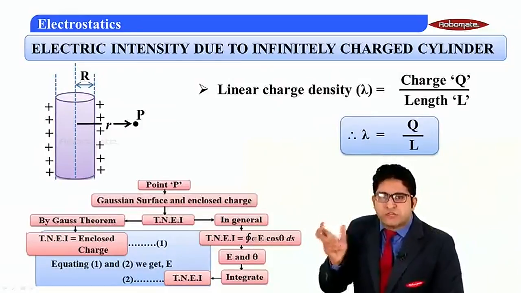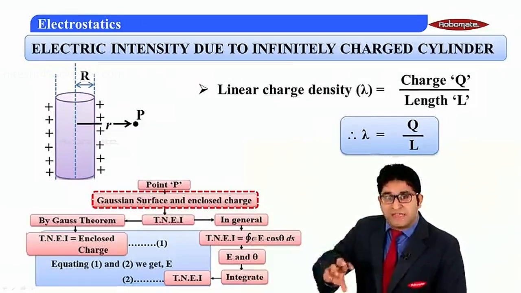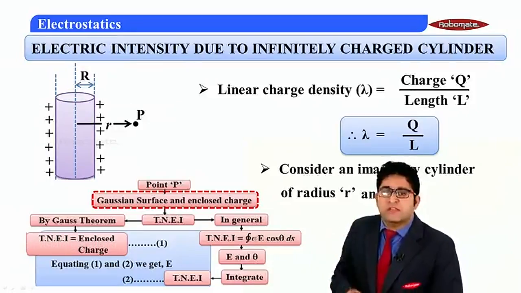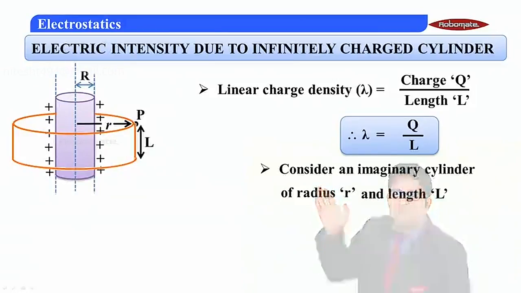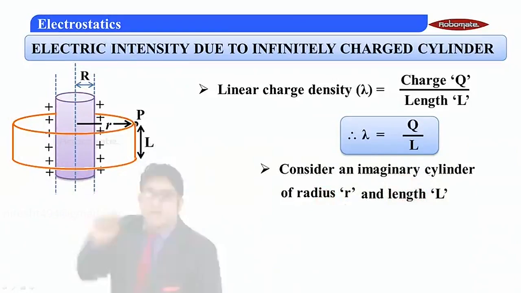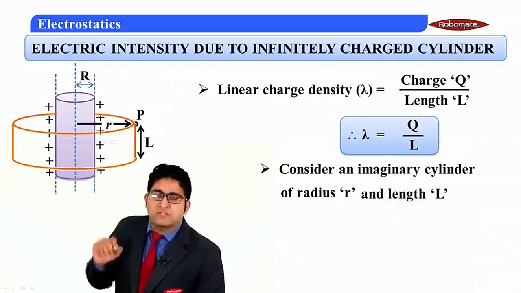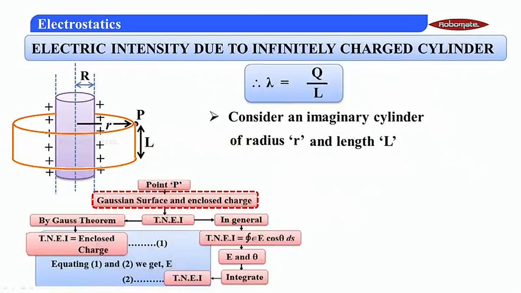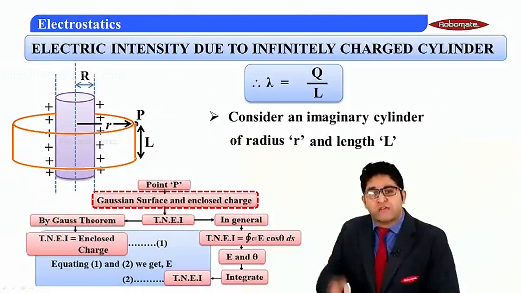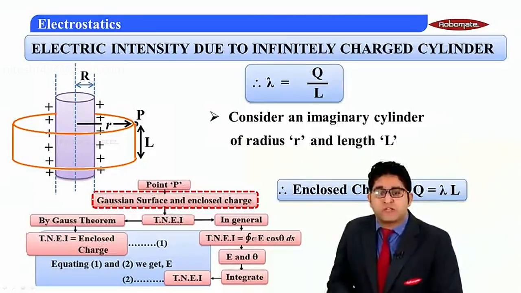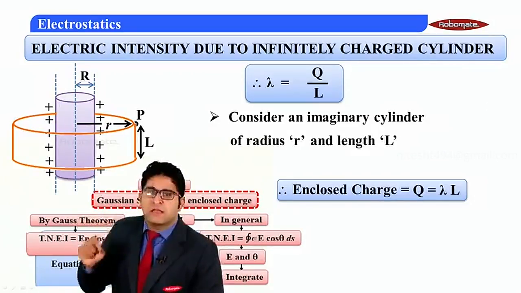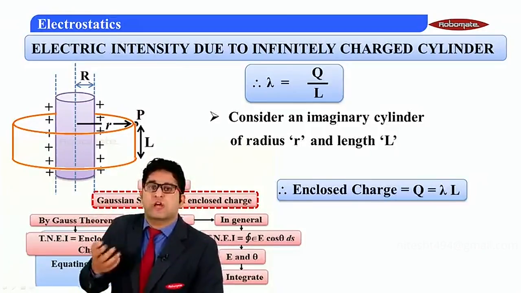Now we'll enclose some section of the cylinder, or rather we'll make a Gaussian surface and enclose some charge. Let us consider an imaginary cylinder of radius equal to small r, and let's say the length of this cylinder is capital L. Since this cylinder is enclosing some charge, it is referred to as a Gaussian cylinder. Now let us find the enclosed charge. From the formula of lambda, we can get the value of capital Q. So capital Q, the enclosed charge, is equal to lambda L, where lambda is the linear charge density and L is the length of the Gaussian cylinder. As the length of the Gaussian cylinder increases, the enclosed charge will also increase.